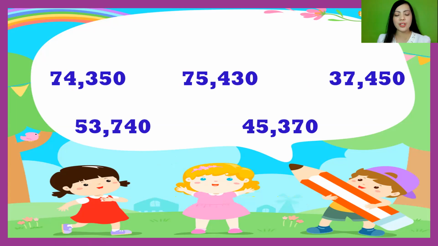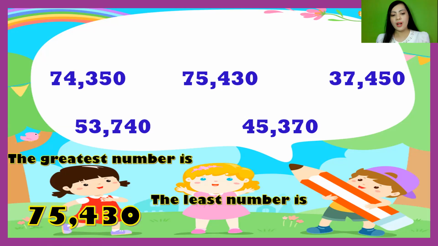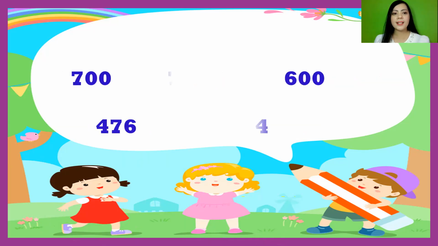We have 74,350, 75,430, 37,450, 53,740, 45,370. Right, what is the greatest number? What is the least number? Look at the numbers properly. Follow the rule. And the greatest number is 75,430. And the least number is 37,450. Okay.